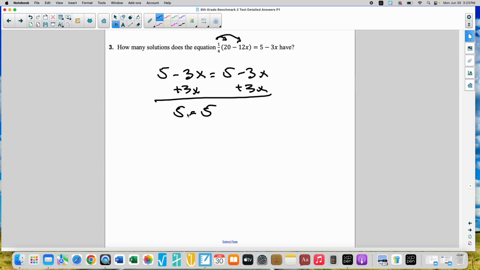We'll move our variables, and we notice that when we move our variables they cancel. And when they cancel and make a true statement, we are going to have infinitely many solutions. That means every number that you plug in will be a solution to this problem. Other ones will say identity. Other ones will say all real numbers, but they want to know how many solutions. And so the answer to how many solutions is that there are infinitely many solutions.